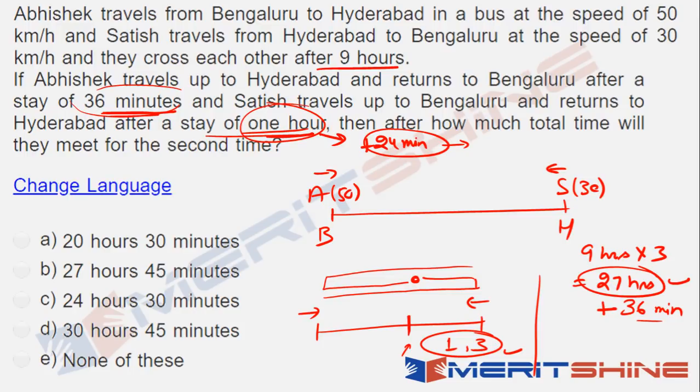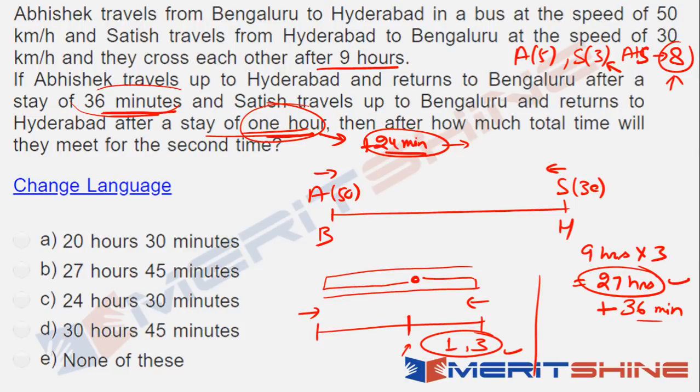What is the ratio of their speeds? A travels at a speed of 5 and S travels at a speed of 3. When they travel combined, A plus S, towards each other, what's the speed at which they travel? 5 plus 3, that's 8. So what are you comparing then? The speed of S, Satish, with the combined speed, 3:8. So this guy is late by 24 minutes, Satish, you can just think like that.